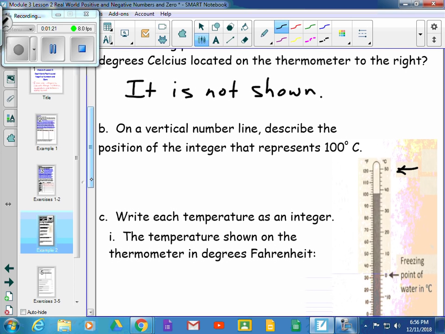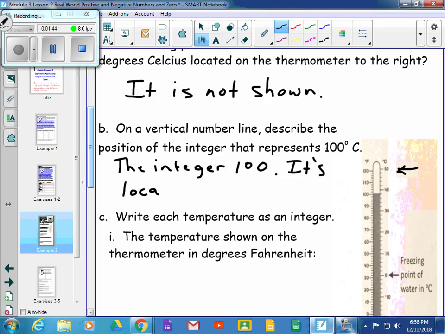Letter B, on a vertical number line, describe the position of the integer that represents 100 degrees Celsius. Well, since that's above 0, that's going to be the integer 100. And it's located 100 units above 0.